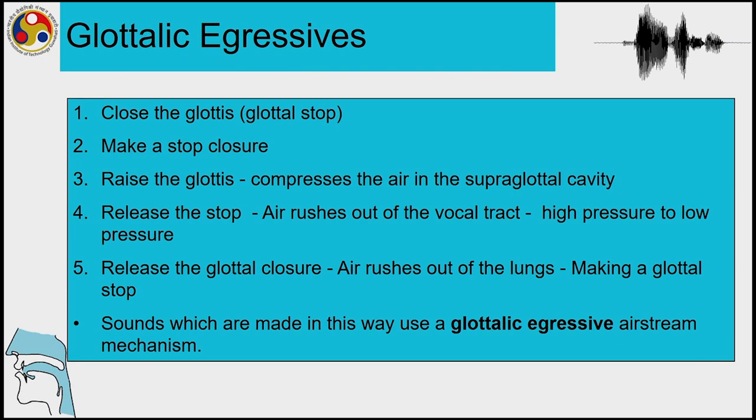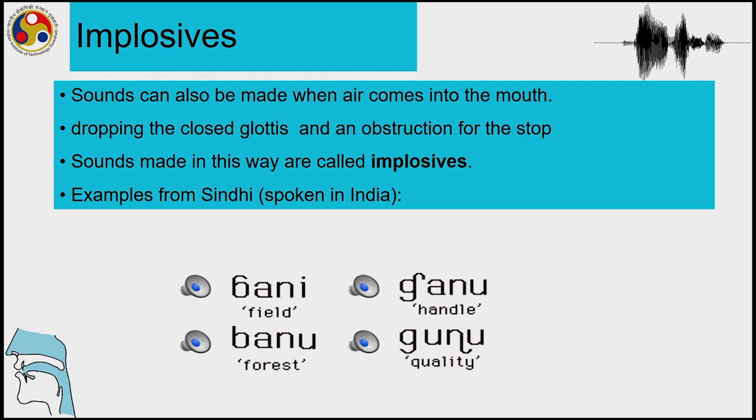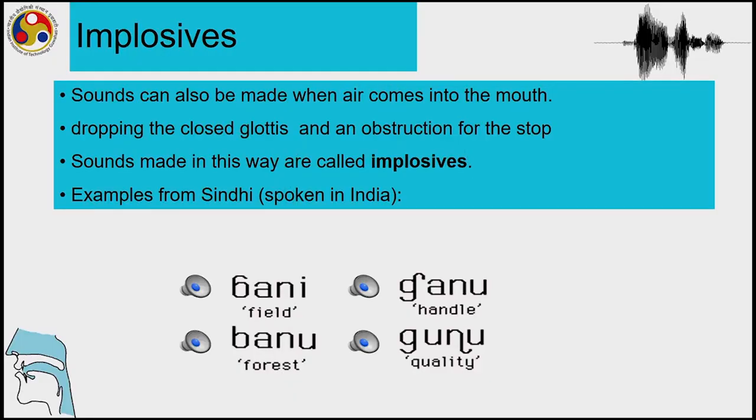And apart from the glottalic egressives, we can also make from the glottalic region another kind of sound, which are the implosives. So implosives can also be made when air comes into the mouth. Remember, for the ejectives the glottis is raised, for the implosives the glottis is lowered. So the closed glottis is dropped, and there is an obstruction for the stop, similar to the ejective stops. Sounds made in this way with the lowered glottis are called implosives, and these are examples from Sindhi.